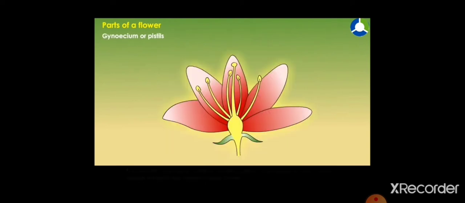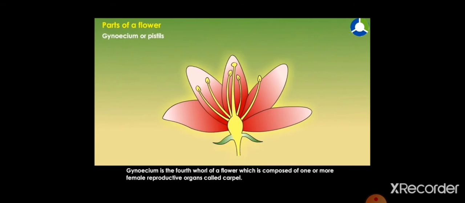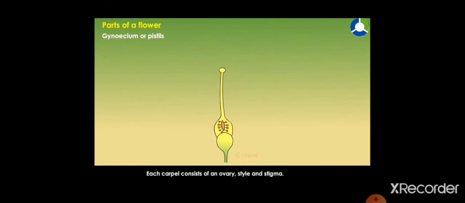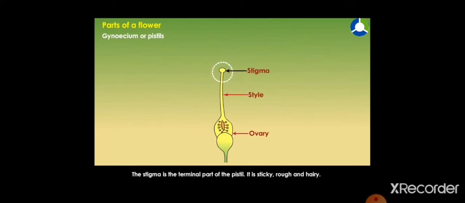Next, gynoecium or pistil. Gynoecium is the fourth whorl of a flower which is composed of one or more female reproductive organs called carpel. Each carpel consists of an ovary, style and stigma. The stigma is the terminal part of the pistil. It is sticky, rough and hairy. Stigma is meant for receiving pollen grains during pollination.